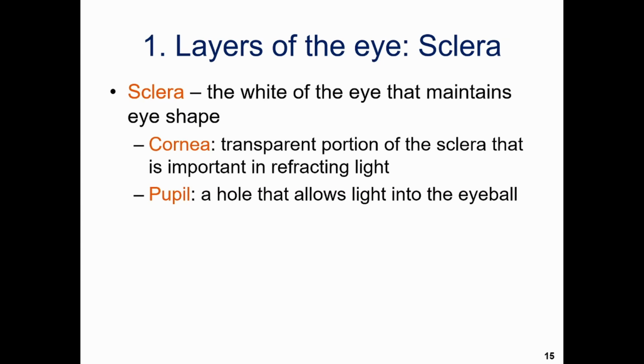Now, for the most part, it is the white part of your eye, but there is one transparent part, the cornea. The cornea is part of the sclera, and it is transparent because we need light to get through it. So light needs to pass through the cornea, and the cornea is going to help refract light. So we're going to start focusing that light into the back of the eye. And as we refract that light with the cornea, we're going to send it through the pupil, which is again that little hole that's going to allow light through.